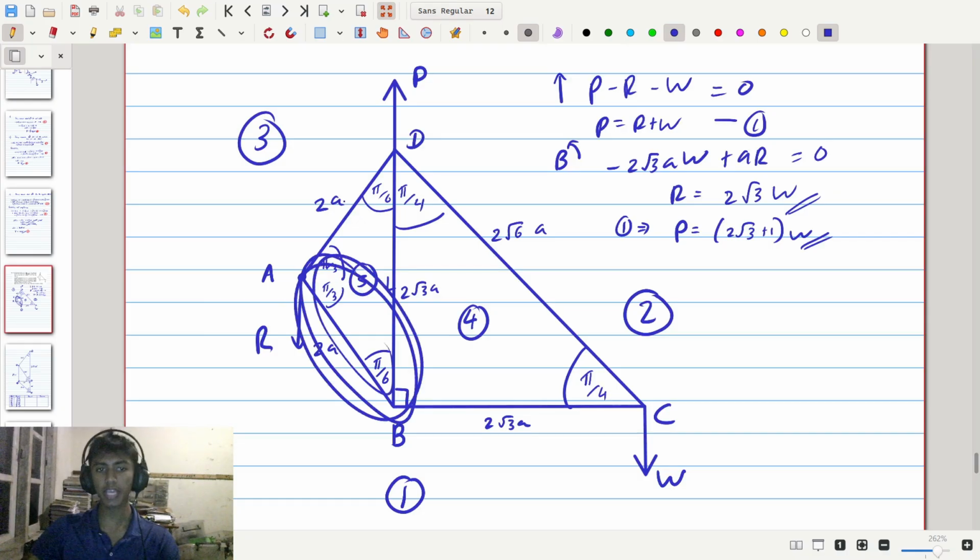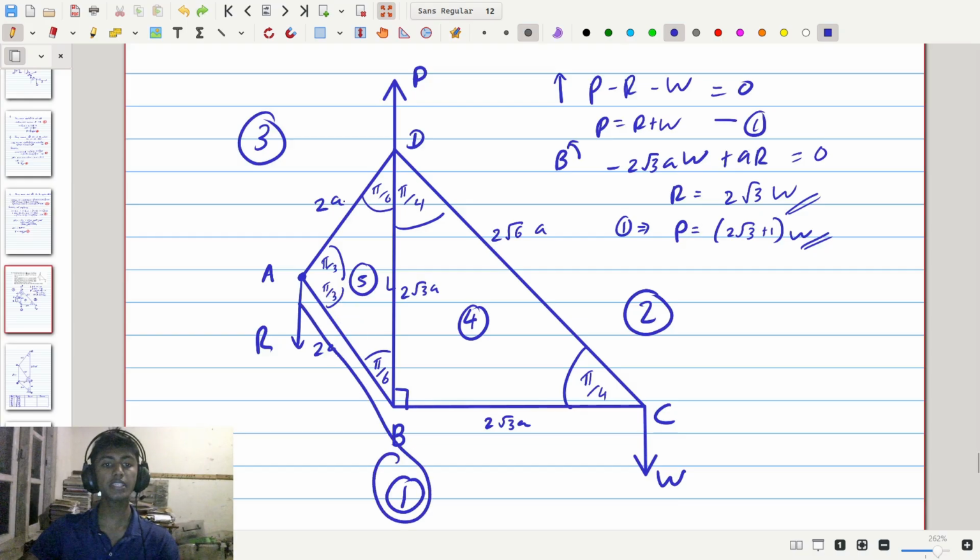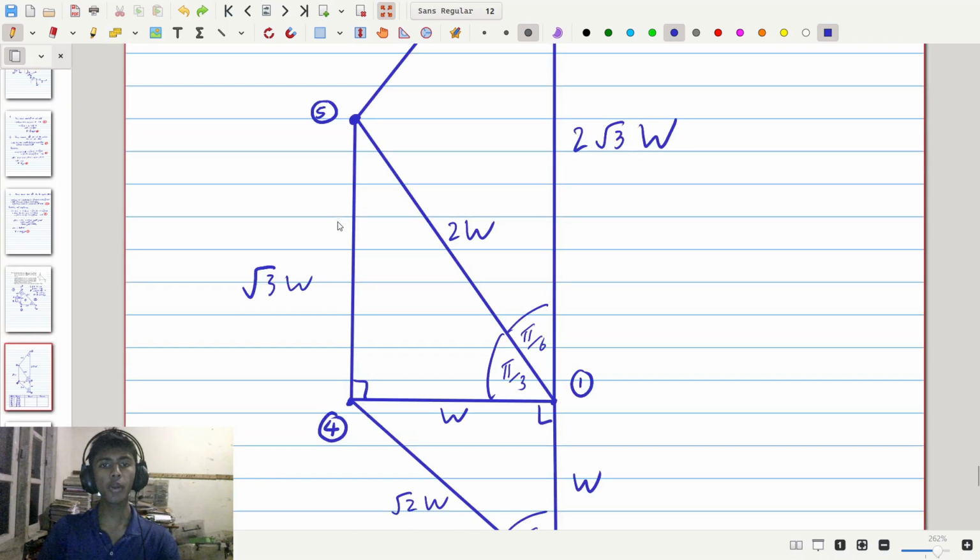So considering the rod AB, if we go in the anticlockwise direction about the point A, we can see that for the force inside of AB, we need to go in the anticlockwise direction from region 1 to region 5. So we need to go from 1 to 5 from the perspective of the point A. Now going into Bow's notation, going from 1 to 5 in the vector space is in this direction. It has a magnitude of 2W, so the force is going to be 2W in this direction.